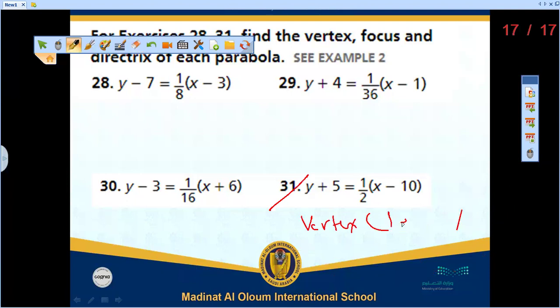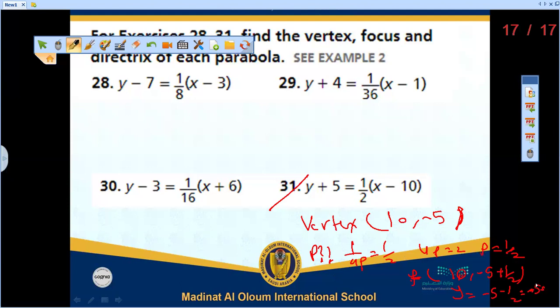My vertex: change X, which is 10, change Y, negative 5. Then my P, I need to get P, the focal length, from vertex to focus. 1 over 4P equals 1 over 2. By cross-multiplying, 4P equals 2, which means P is half. How do we get the focus? Focus is 10 and negative 5 plus half. Directrix is negative 5 minus half, which means negative 5.5.